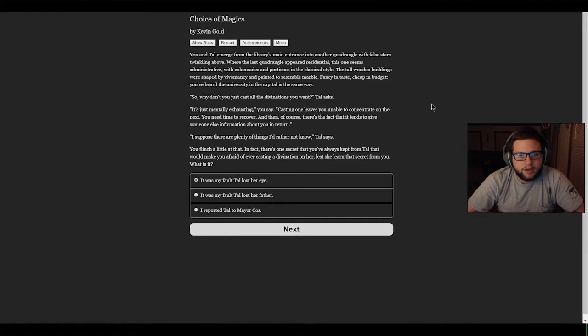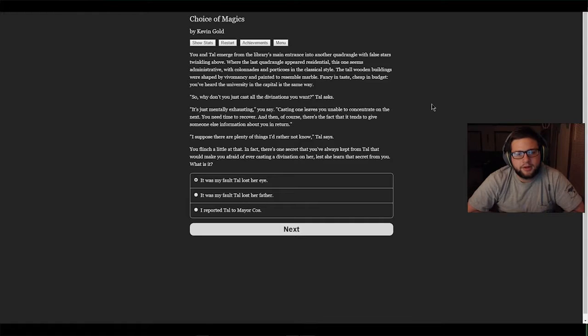So why don't you just cast all the divinations you want, Tal asks. It's just mentally exhausting, you say. Casting one leaves you unable to concentrate on the next. You need time to recover. And then, of course, there's the fact that it tends to give someone else information about you in return. I suppose there are plenty of things I'd rather not know, Tal says.